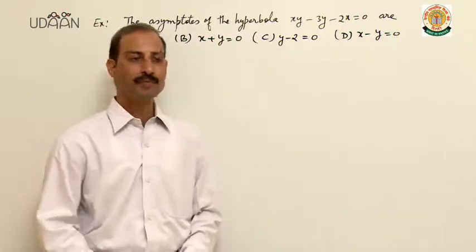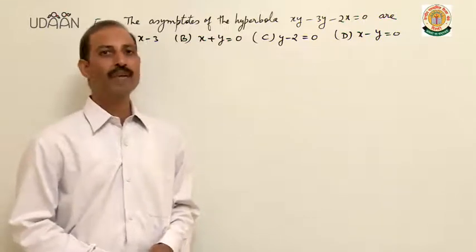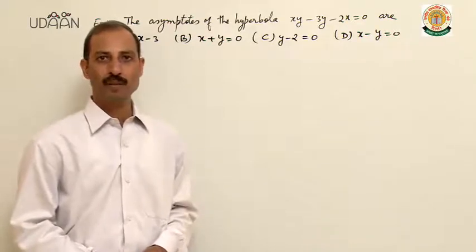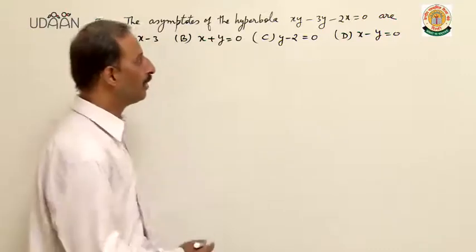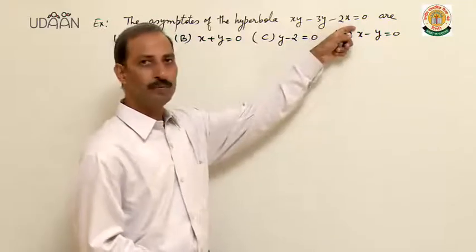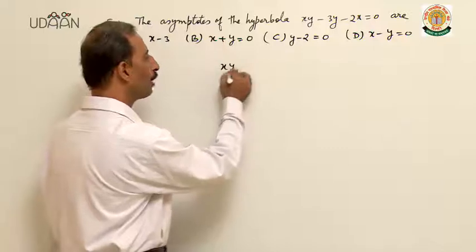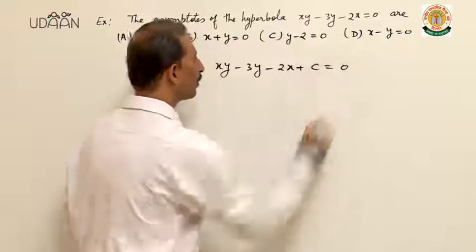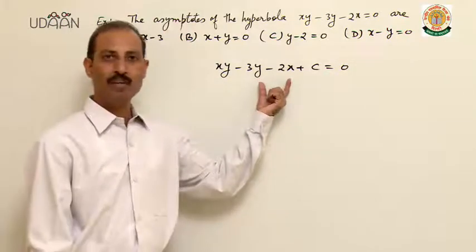You know, children, the difference between the pair of asymptotes and the equation of hyperbola. What is the difference there? Only the constant term. So it means I will change the constant term; there is no constant term, so I am taking a constant term in the equation of asymptotes. So the equation of asymptotes I have taken as xy minus 3y minus 2x plus constant c equal to 0. This is the equation of asymptotes.